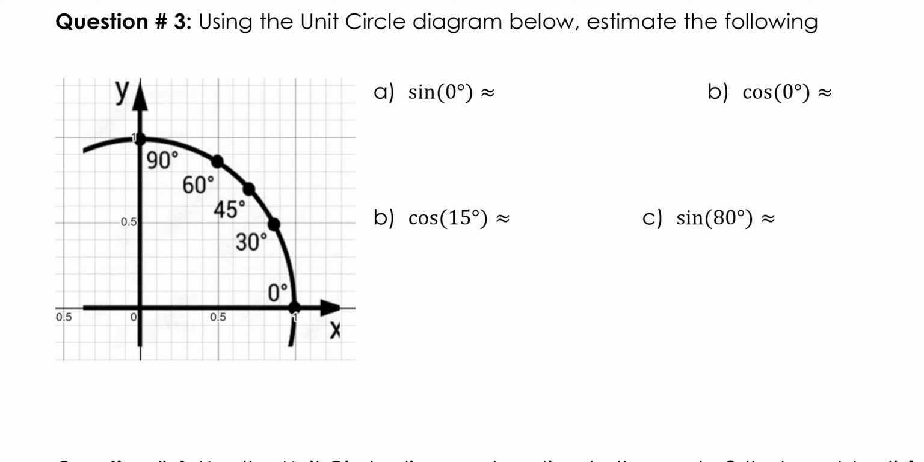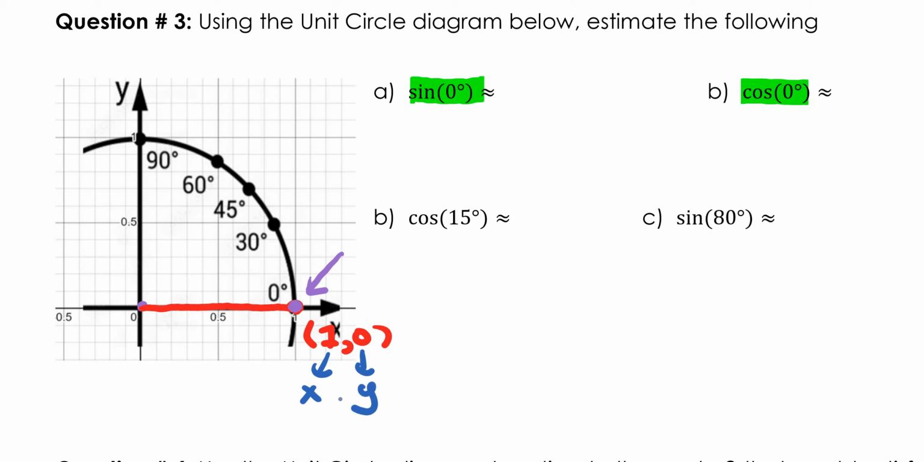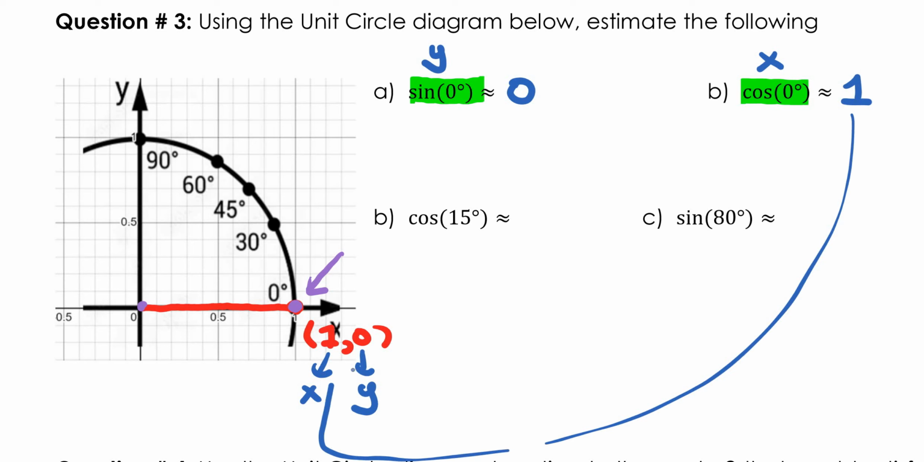Okay, so for question number 3, using the unit circle diagram below, let's estimate the following. So we have sine 0 degrees and cos 0 degrees. Well, here's 0 degrees right here, the purple dot. If I draw a radius from the center connecting to 0, this particular coordinate is really 1, 0, right? So this is your x value and this is your y value. We know that sine is your y coordinate and cos is your x coordinate. So that means sine of 0 is 0, and cos of 0 is 1. That 1 is really the x value right there.